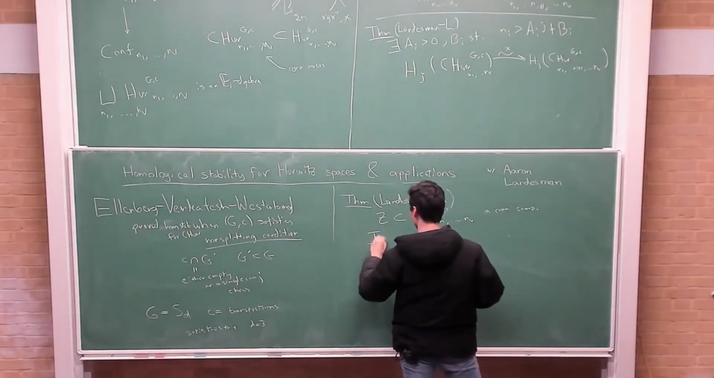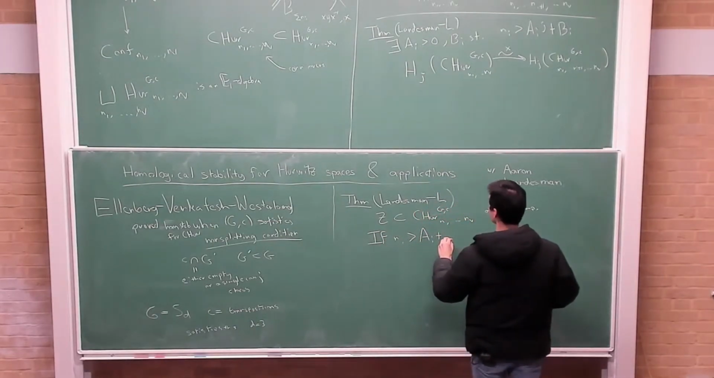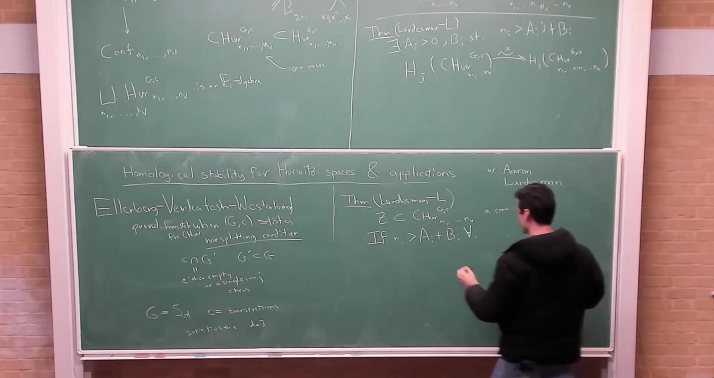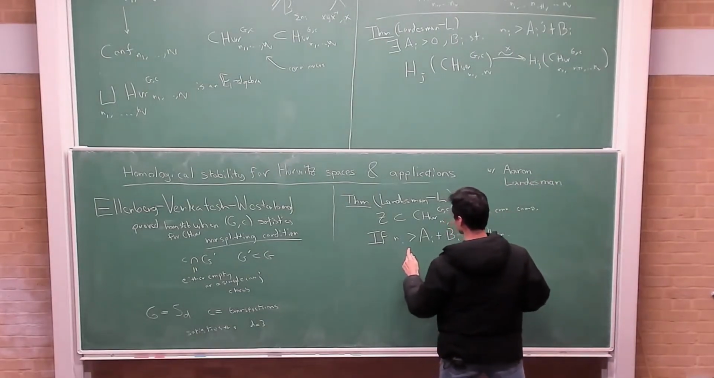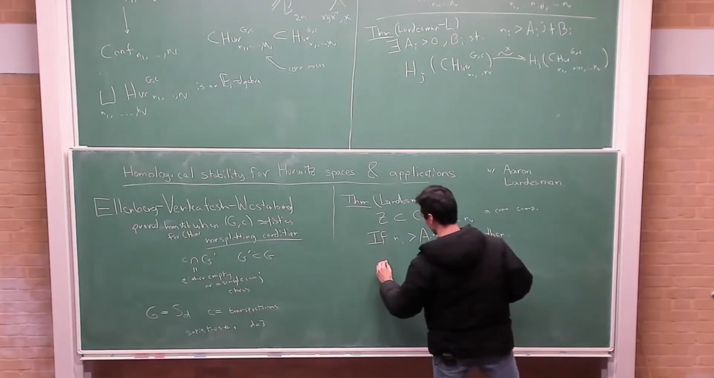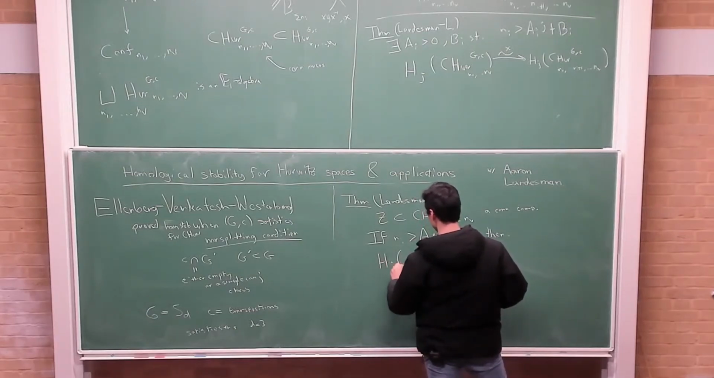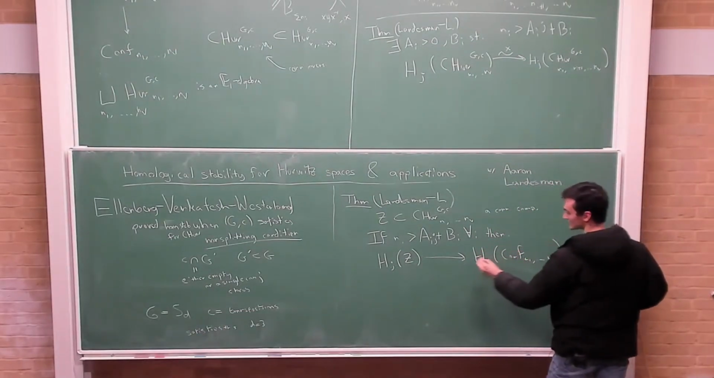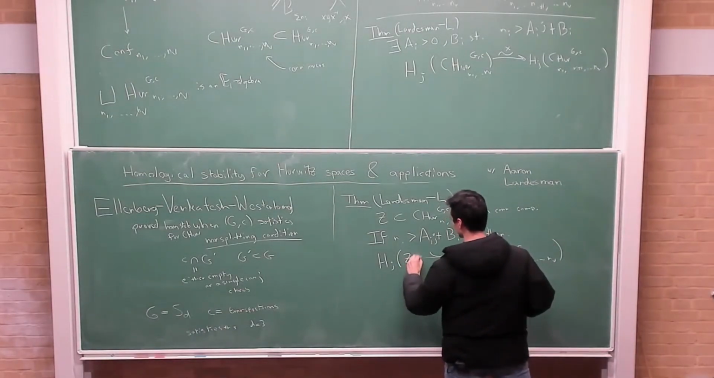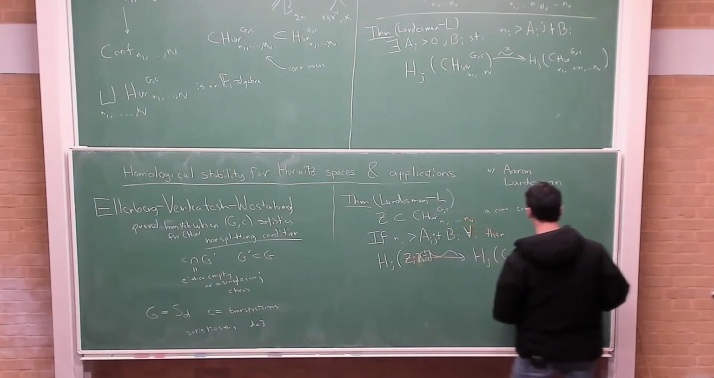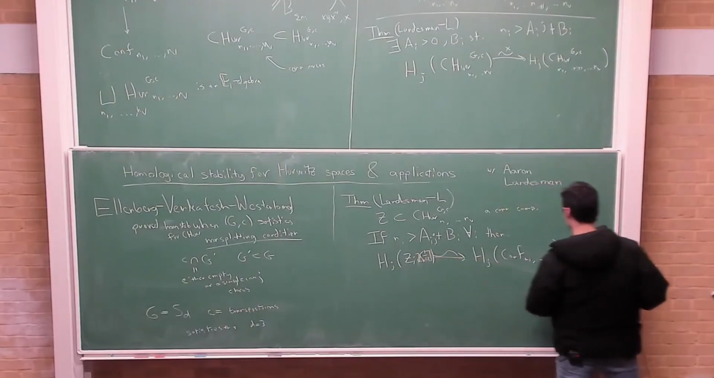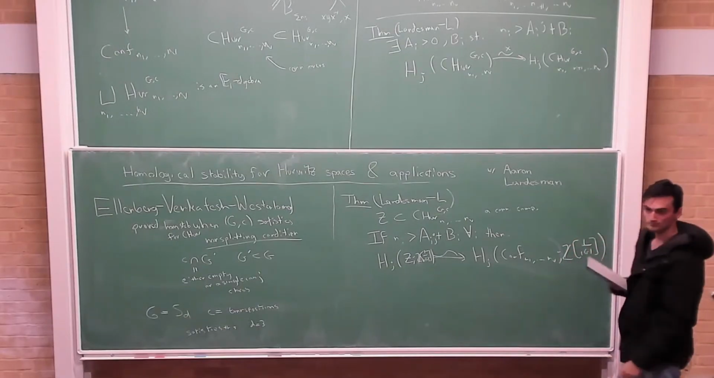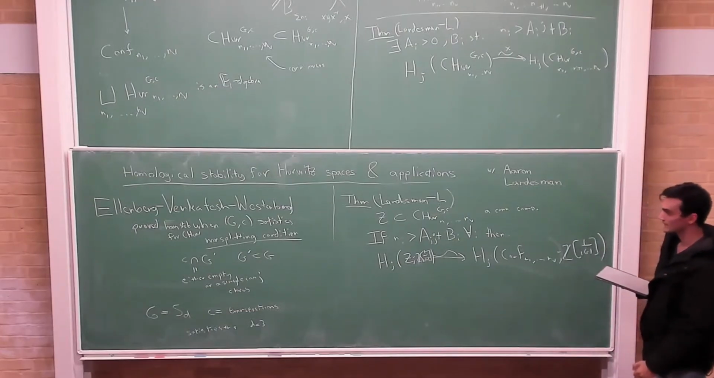And then the statement is that if Ni is greater than Ai plus Bi for all i, that was why I introduced i in the notation, then Hj of Z mapping onto Hj of this configuration space is an equivalence if you take coefficients in Z adjoin 1 over G. So in particular, it's true rationally. Any questions about that?